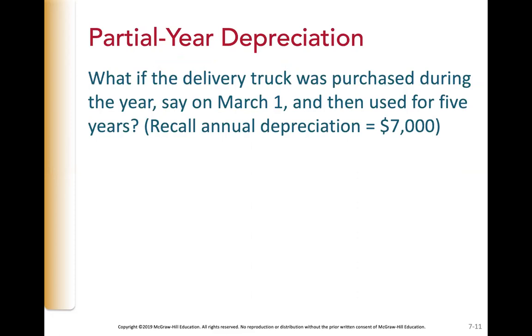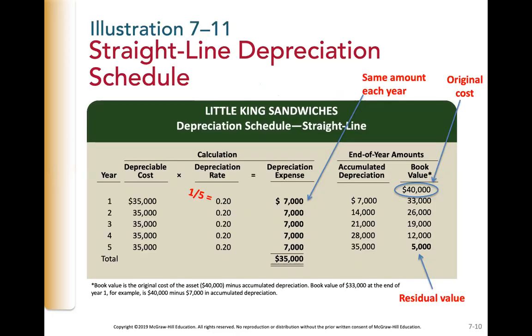So what if the delivery truck was purchased during the year, say on March the 1st, instead of on January 1st? In the previous example, we assumed they bought it at the very beginning of the year. But not every company buys assets on January 1. They buy assets throughout the year. So in this example, we're saying, what if he had bought it on March the 1st and then used it for 5 years? Remember, our annual depreciation is $7,000. Our cost minus our residual value divided by 5, $7,000.